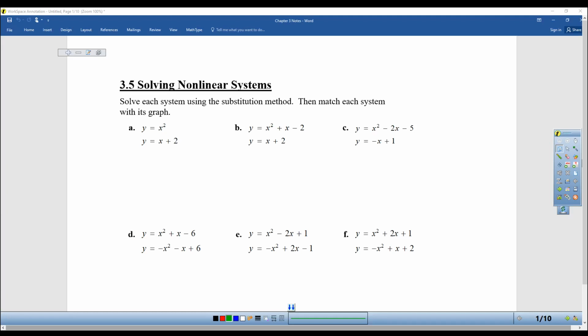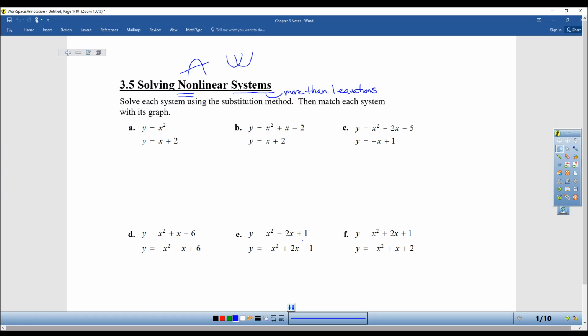Hello everyone, and welcome to section 3.5, Solving Nonlinear Systems. You may remember that a system of equations simply means more than one. When we did systems of equations before, both the systems were linear. Now we're going to have nonlinear systems, which means we'll have things like parabolas and lines, or maybe two parabolas. So this first one is going to be a parabola and a line.